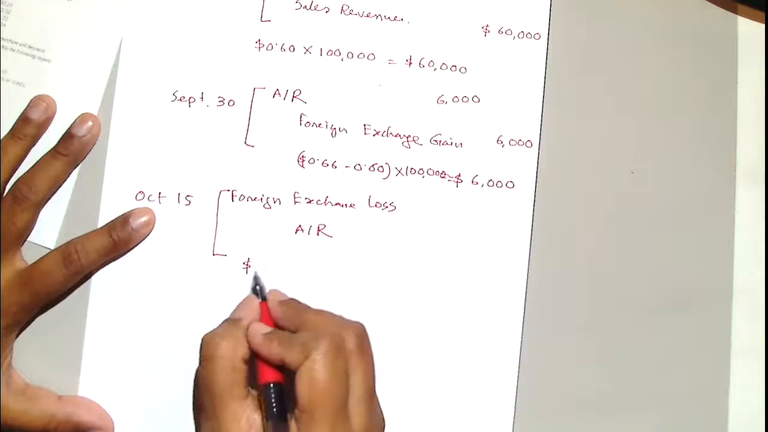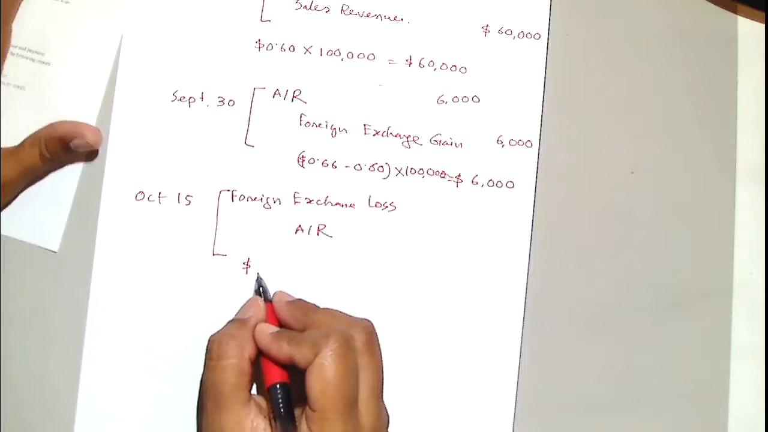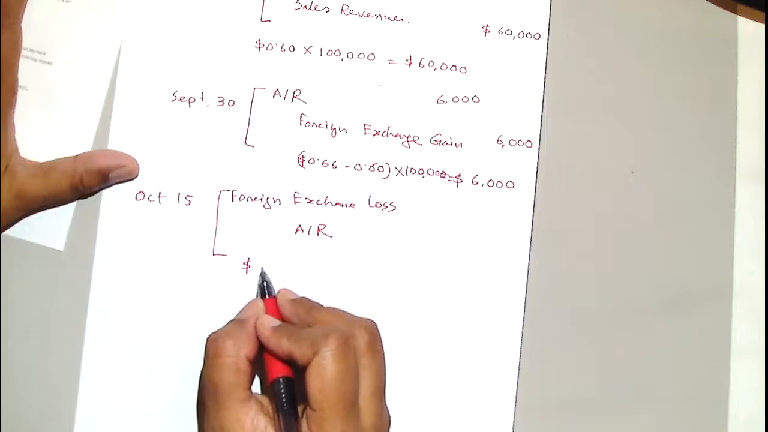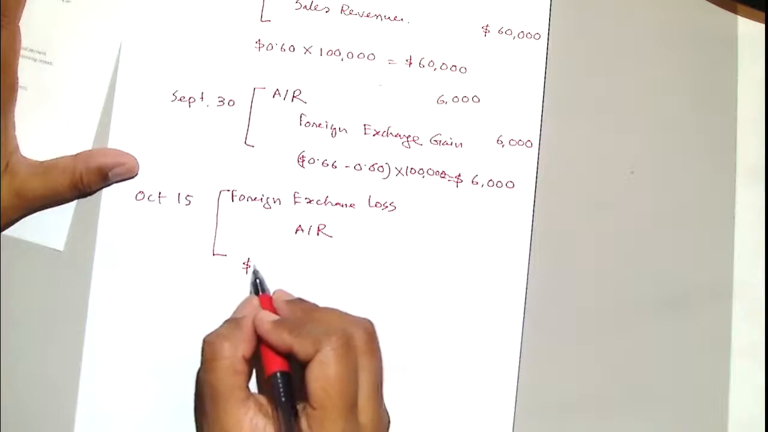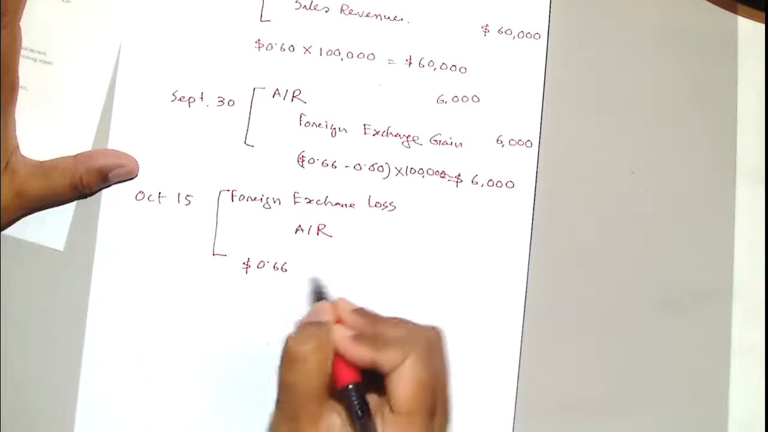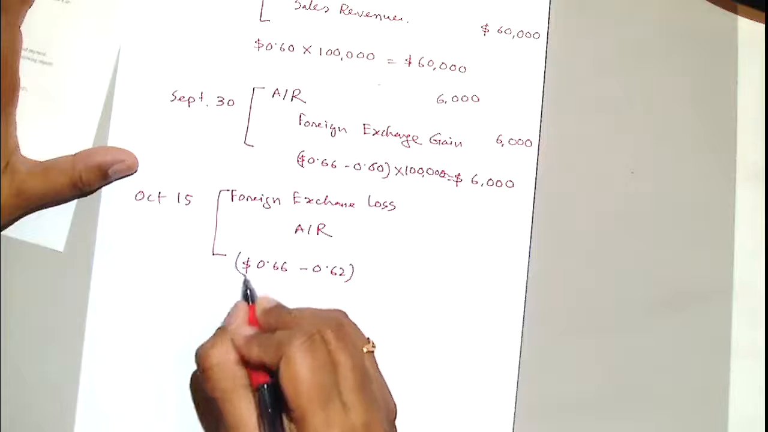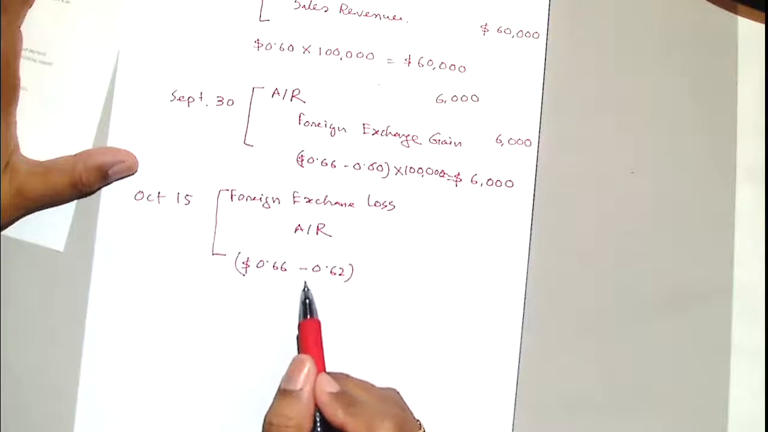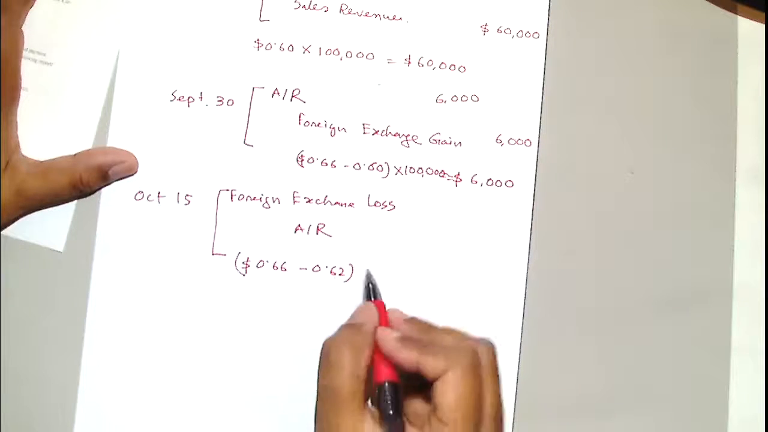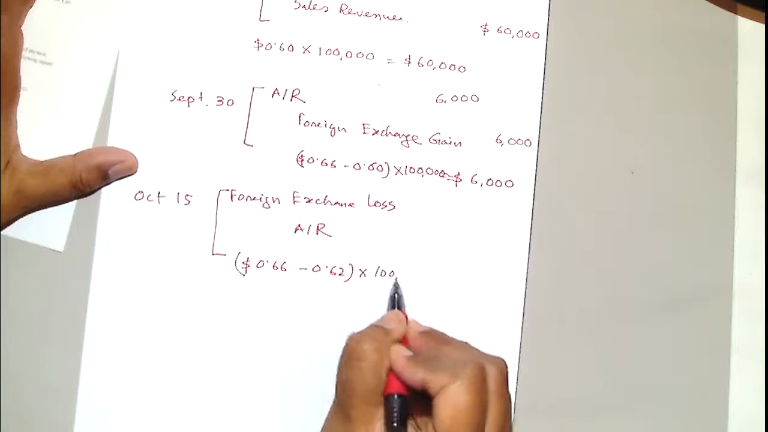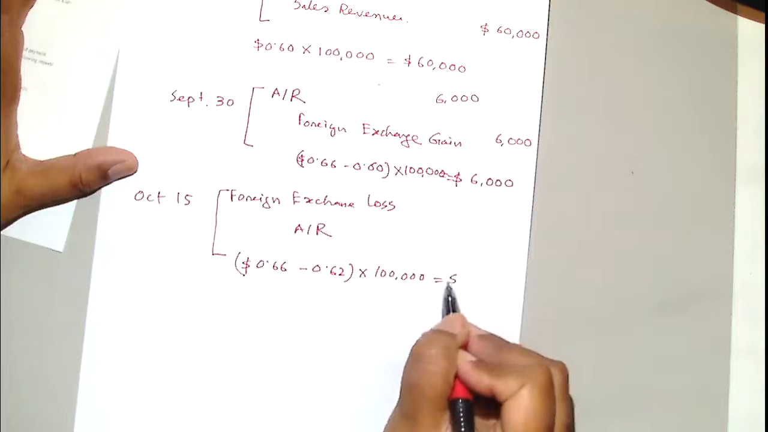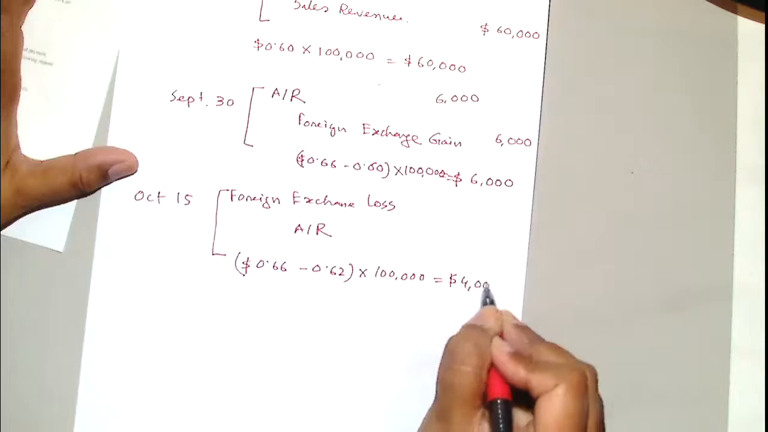Now remember, you have to compare today's exchange rate versus the recently adjusted rate. That means 66 cents per crown versus 62 cents per crown. So for each crown, you are actually losing 4 cents and your total amount is 100,000. So in dollar value, your total loss is 4,000.